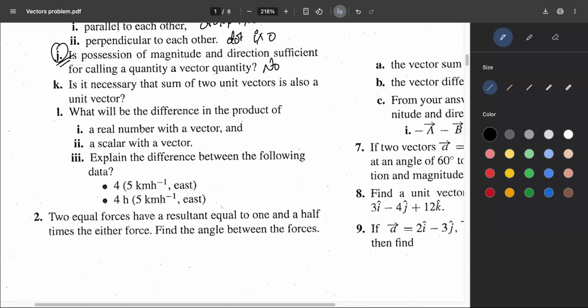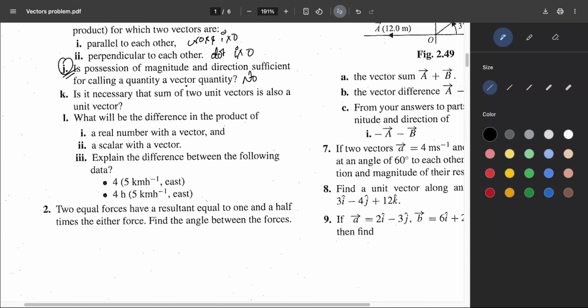Is it necessary that the sum of two unit vectors is also a unit vector? No, it's not necessary. You can simply say i plus j. This is a unit vector, and this is a unit vector. What is it going to give? It is giving you actually a vector. So what is that vector?